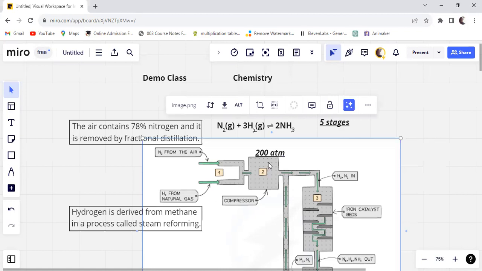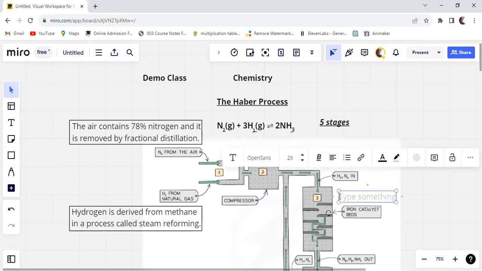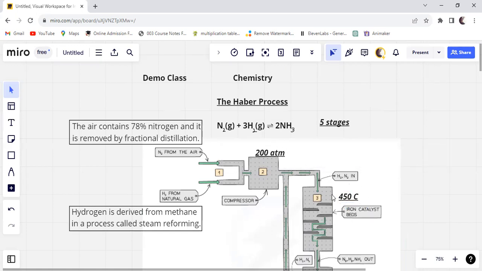Then what happens next is that in stage 3, these pressurized gases are pumped into a tank which contains layers of catalytic iron beds. And over here in this container, the temperature is maintained at 450 degrees Celsius. So these are the reaction conditions for the production of ammonia: the pressure is maintained at 200 atm and the temperature is 450 degrees Celsius.